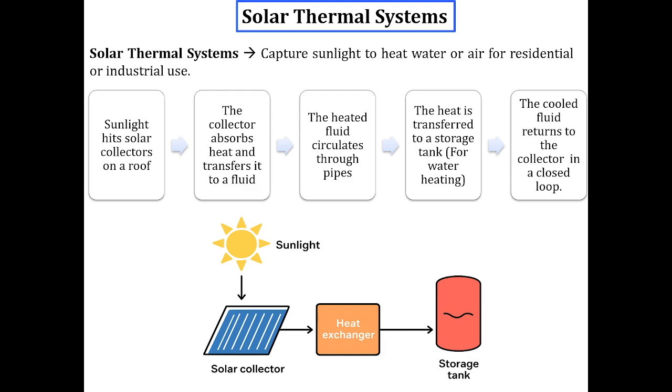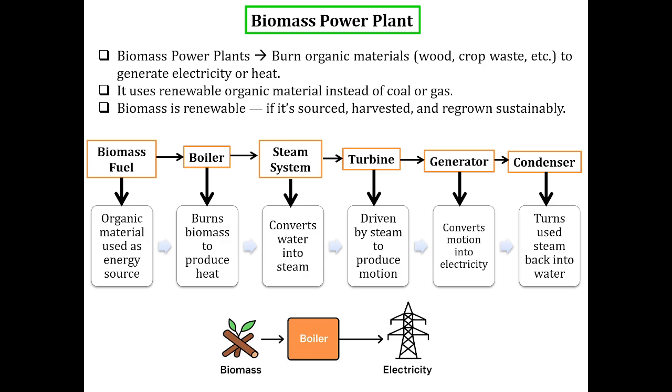Next slide. Biomass energy. Biomass power plant. Now let us study biomass power plants. Biomass power plants burn organic materials such as wood and crop waste to generate electricity or heat. The slide emphasizes that biomass uses renewable organic material instead of coal or gas. Biomass is considered renewable when it is sourced, harvested, and regrown sustainably.